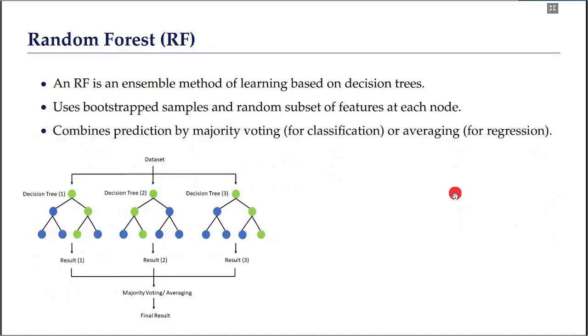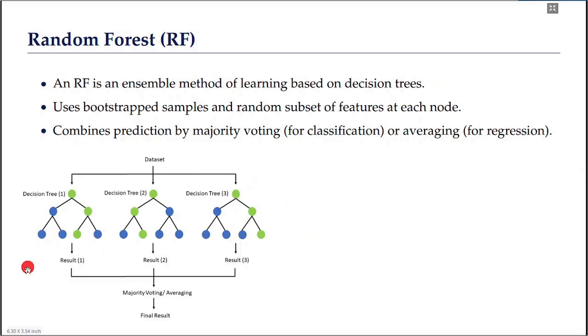And now let's consider a random forest. A random forest is an ensemble method which consists of different decision trees, and it uses bootstrapped samples or observations and a random subset of features at each node. Then the predictions are combined by majority voting for a classification problem and by averaging for regression problems. So a random forest is nothing but an ensemble method consisting of several decision trees.